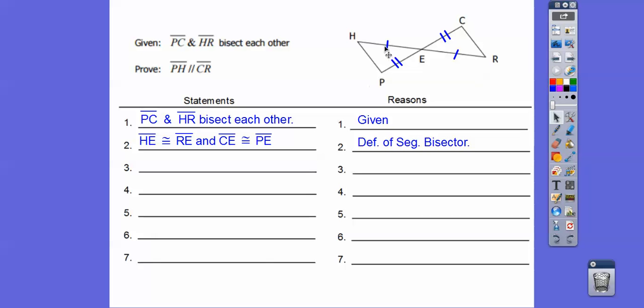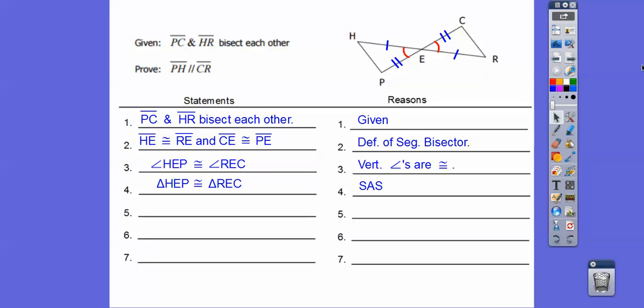Anyways, by definition of a bisector, this side equals this side and this side equals this side right there. And then these vertical angles are equal. So don't say angle E because there's more than one angle there. We have to say angle HEP and REC. And then the triangles are congruent by side angle side.